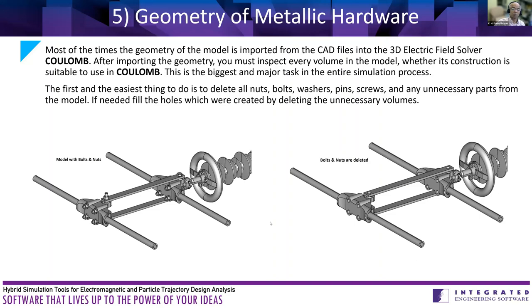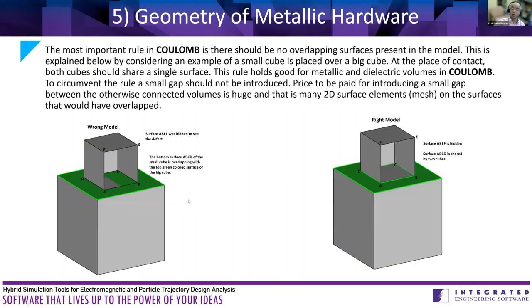The most important thing is, you see here in this simulation there are so many parts arranged here, but the most important rule in Coulomb, or in any boundary element method program or even finite element method program, is that there should not be overlapping surfaces. What is an overlapping surface? Imagine a small cube sitting on top of a big cube. I hid the surface here to see what is happening at the place of contact. You see the green color and this gray color. The bottom surface of the small cube is sitting right on the top surface of the big cube, and that is not allowed in the program. That is called overlapping of surface.